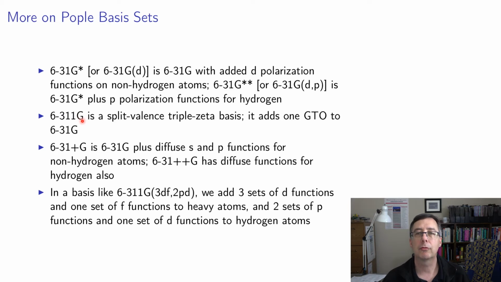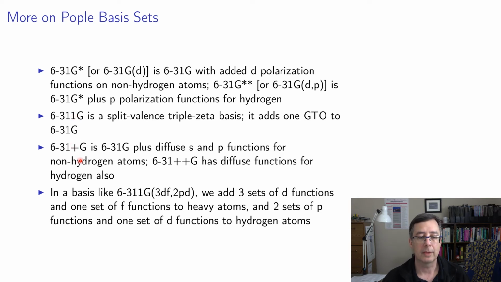6311G is a triple zeta basis set. It's just like the previous slide, except I would have one more row where I would add one more primitive Gaussian function to give me a third 2s or 2p function. Okay?